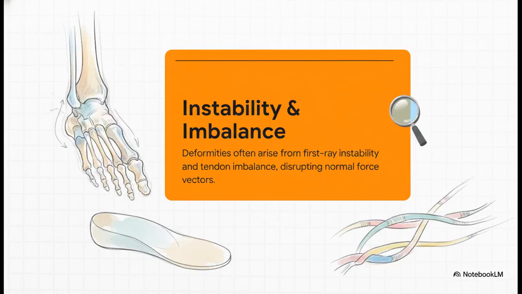Okay, the first massive concept you have to grasp is instability. Just imagine the foot as this perfectly, carefully balanced structure. Now, what happens when a critical part, say the first ray, gets unstable or the tendons just aren't balanced anymore? Well, the whole structure starts to deform. And that idea is right at the heart of so many issues we're going to look at.